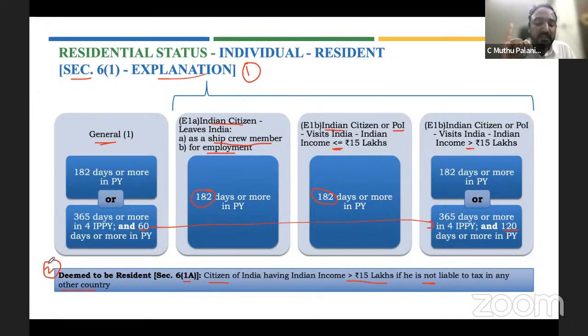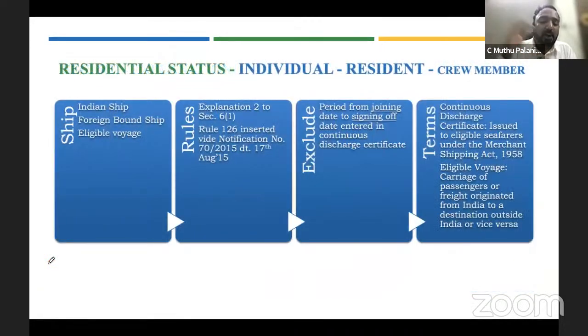So you must be a citizen of India. You must have an Indian income of more than 15 lakhs, and such income should not be taxed in any other country. If you have satisfied all these three, you will be called a deemed resident. So when you're a deemed resident, you're automatically a resident, not ordinarily resident.